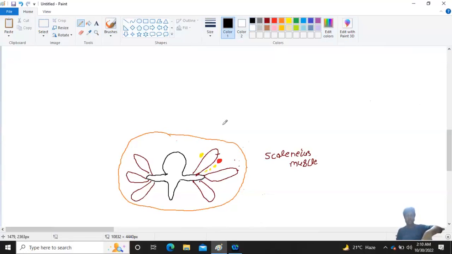Then here, in front of this, there is the pharynx or esophagus. Done. So this pharynx is covered by another fascia called the buccopharyngeal fascia.